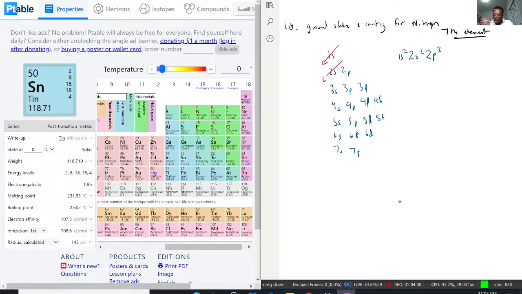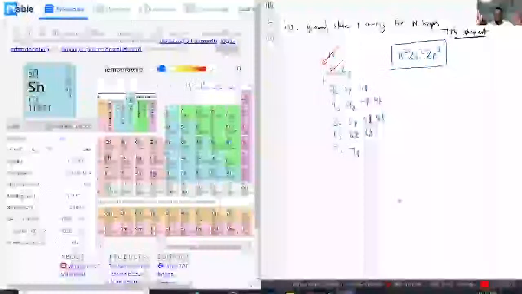And the reason why I mentioned the 7th electron is because, as you can see here, these superscripts should add up to 7. 2 plus 2 plus 3, it does indeed add up to 7. And to clarify what they mean by ground state, they want a neutral nitrogen element. They do not want a cation or an anion, they just want the nitrogen element.